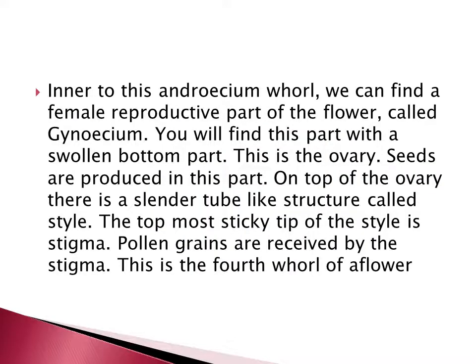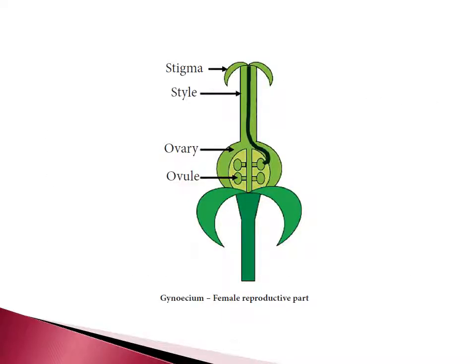Inner to this androecium whorl, we can find the female reproductive part of the flower called gynoecium. We will find this part with a swollen bottom part. This is the ovary. Seeds are produced in this part. On top of the ovary, there is a slender tube-like structure called style. The topmost sticky tip of the style is called stigma. Pollen grains are received by the stigma. This is the 4th whorl of a flower. Gynoecium, female reproductive part: ovary, style and stigma.